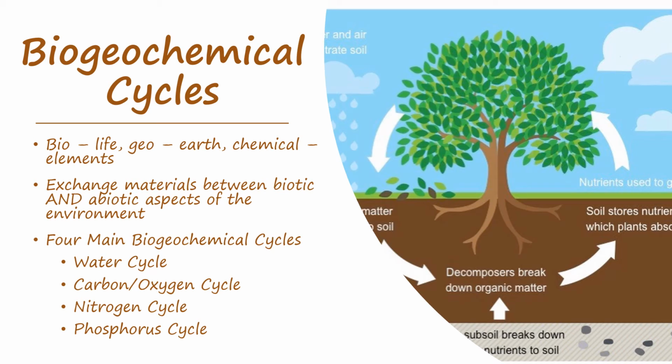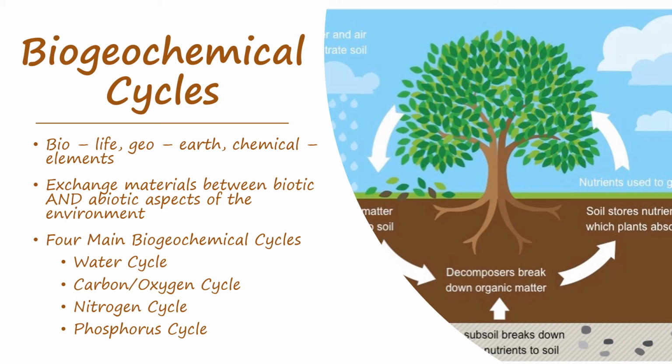So bio means life, geo means earth, and chemical relates to the elements or to chemistry. So processes from all three of these are going on in these biogeochemical cycles. We're moving between biotic and abiotic. That's how the matter moves through these cycles.